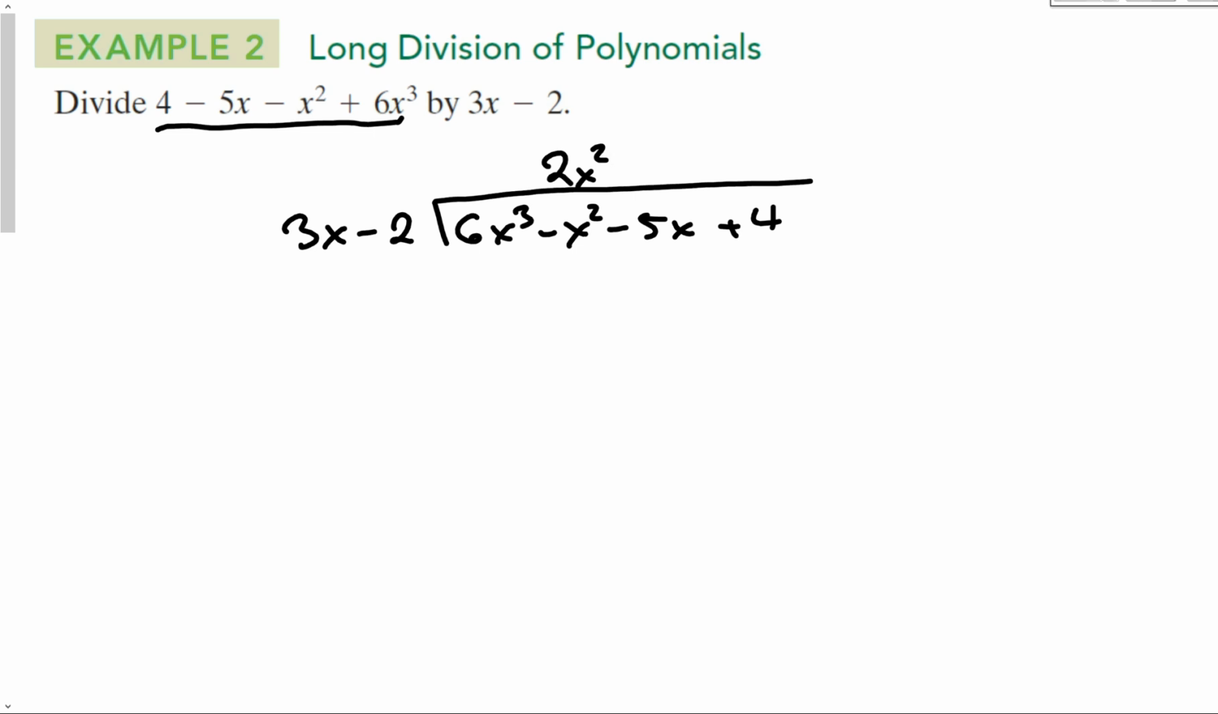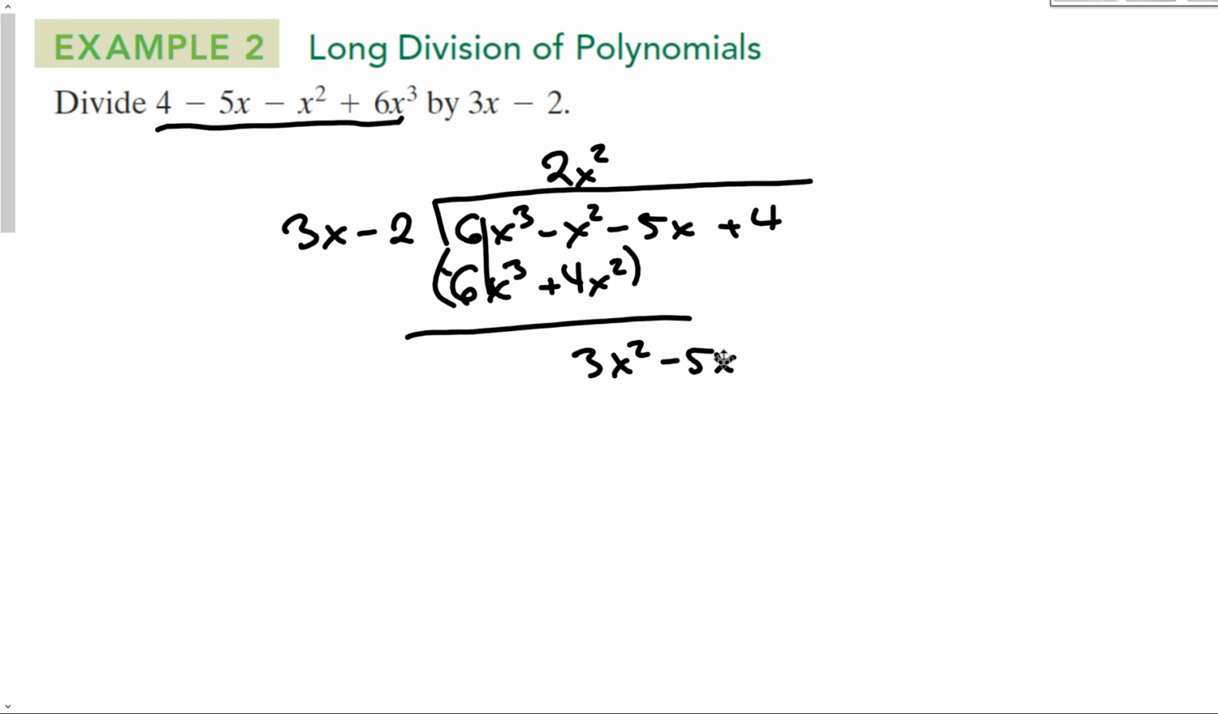Multiply. That gives me 6x to the third power minus 4x squared. Okay. Subtract. So I'm going to change the sign of everything. So this changes into a negative 6. This changes into a positive 4. Those two cancel, and I'm left with 3x squared. Bring down the minus 5x. I'm not going to bring down the 4 yet. I'm only going to bring down the first term. Now I do this whole problem over again.